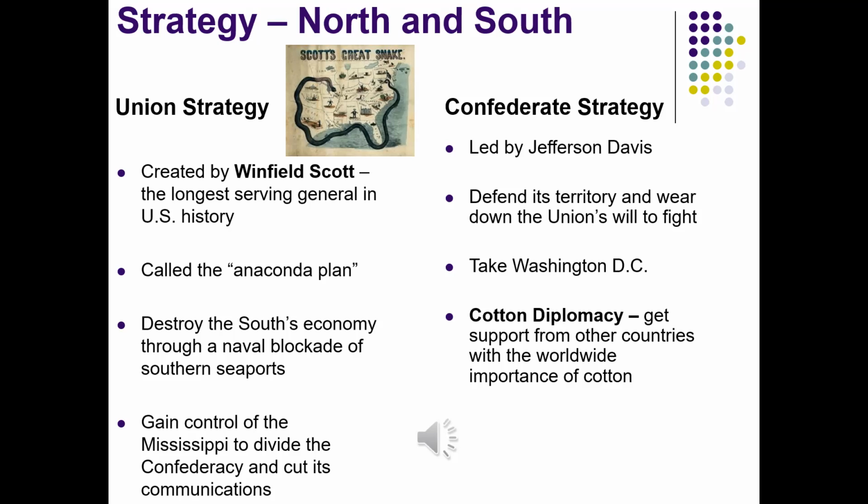Cotton was an important trade good on the world stage. And so what the South was hoping is that by promising other countries cotton, they could get another country, specifically a country with a navy, to join with them and help them as they fought the North in exchange for cheap or free cotton. This is not going to happen ever. But the South kept hoping that if they had one major battle, it would be enough to convince another world power to come and join them. So that was the thought.